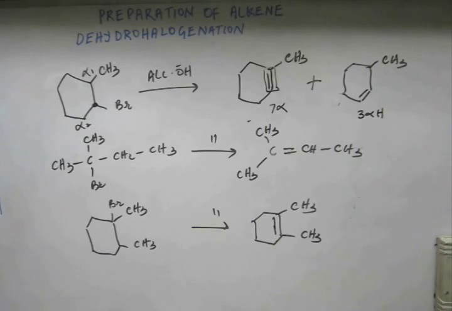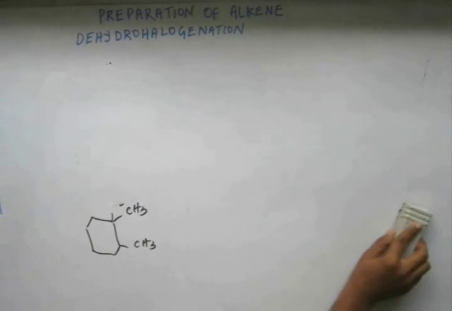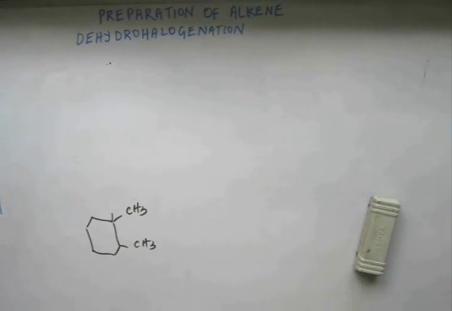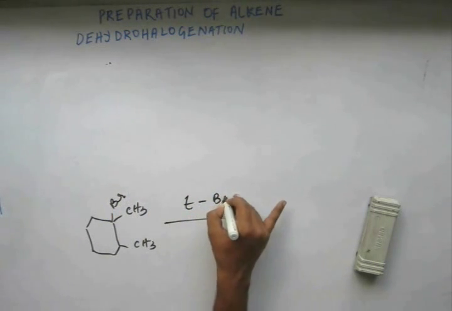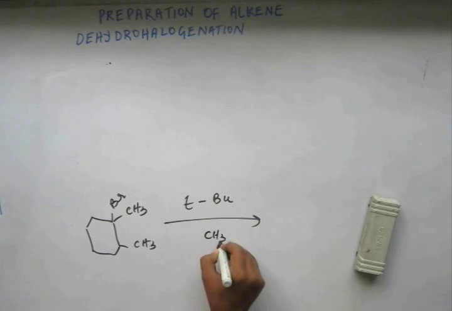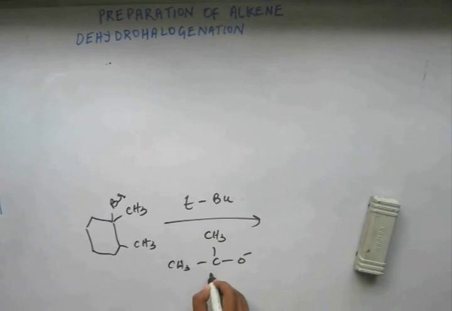Now there can be a little bit of twist here. Suppose in this particular problem, I don't give you alcoholic OH minus, I give you TBU. Suppose I give you tertiary butoxide ion. Now tertiary butoxide ion would be a bigger base. Size of the base would be bigger. Nevertheless, it's a base, but it's a bigger base.